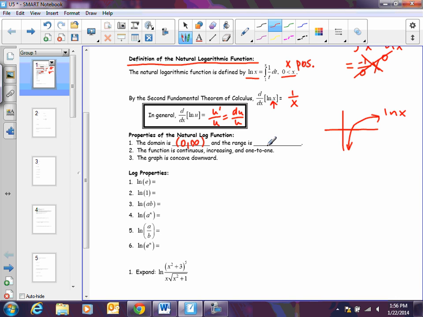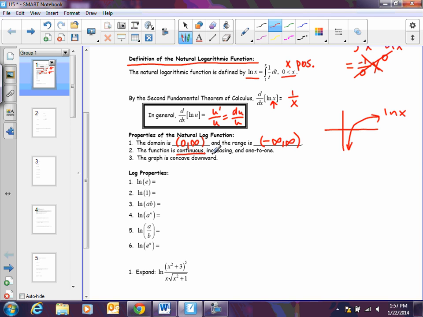What about the range, the y values? That's all real numbers. So we could write it this way, or just say all real numbers, or put that symbol, whatever. All right, let's talk about these properties. Continuous. Why would continuous be important when we're talking about derivatives? Yeah, if the function's not continuous, we can't take the derivative. We have to have continuity, so it's good that we know that. This function is continuous everywhere.